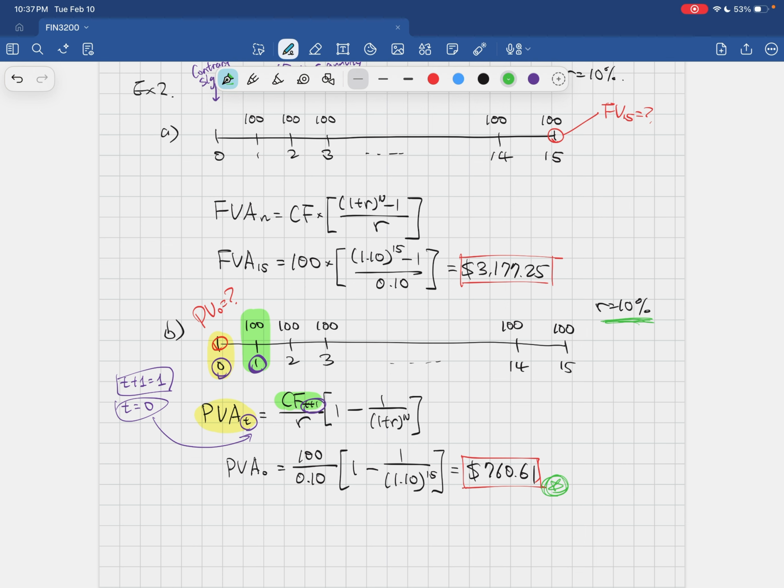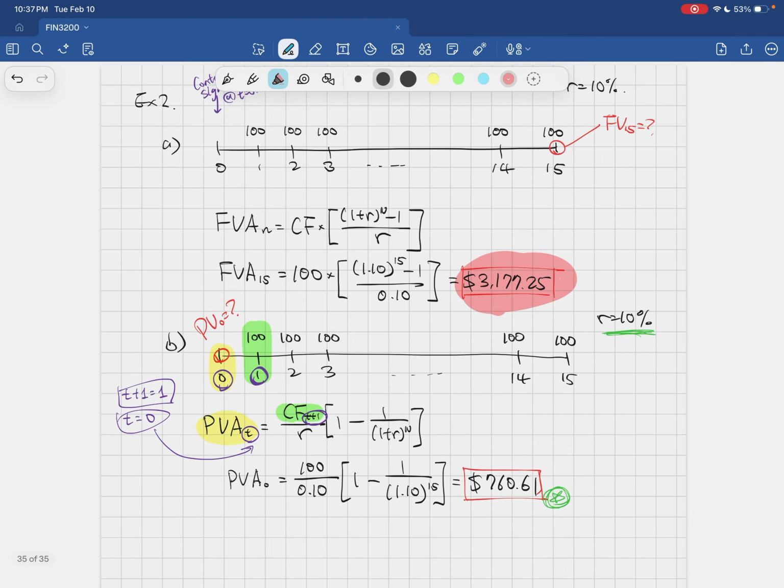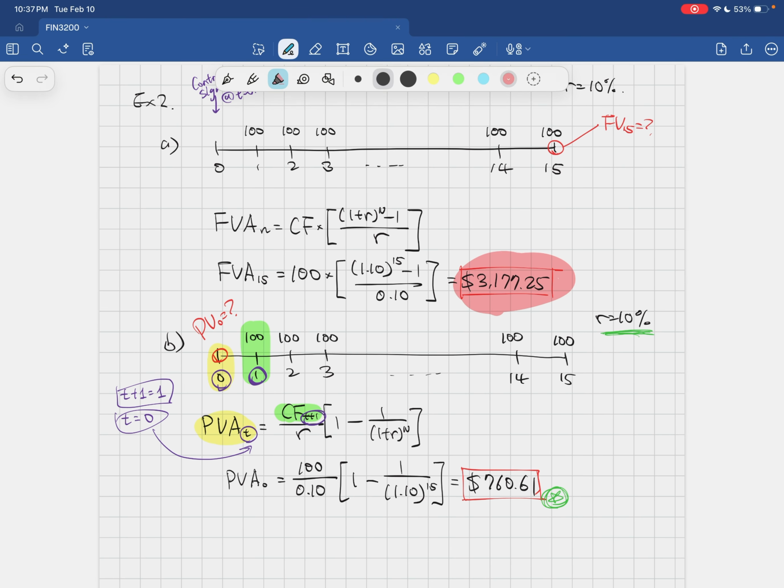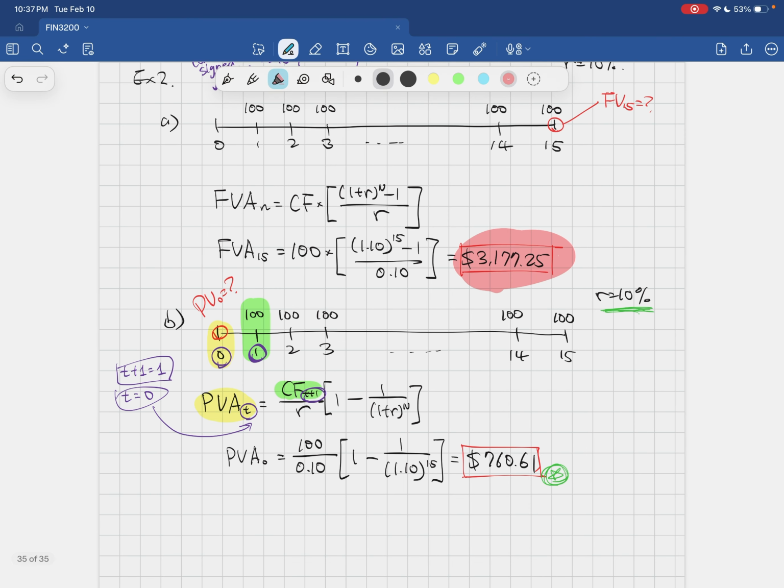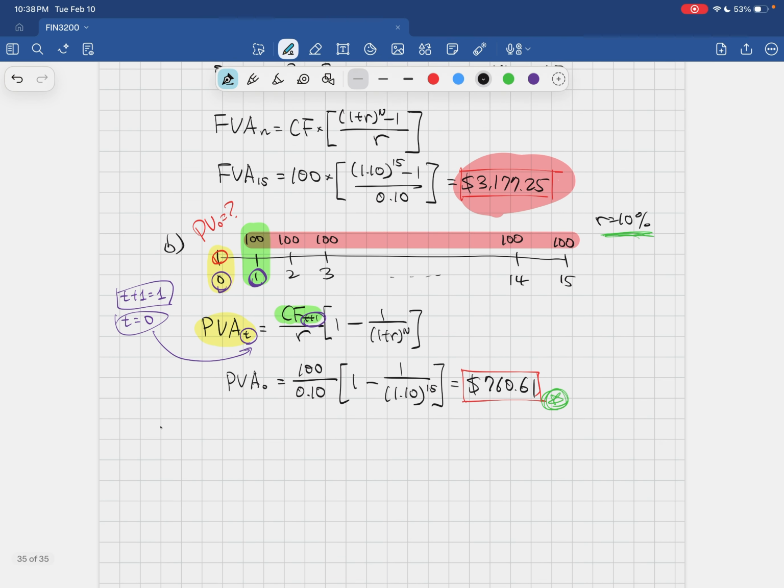We already calculated this number, 3177.25. That was the value of this annuity as of year 15. And we're trying to calculate the present value of the same $100 annuity as of time 0. We could use the PVA formula like we did here, or we could draw another timeline. I'll call it B-2 and draw another timeline.